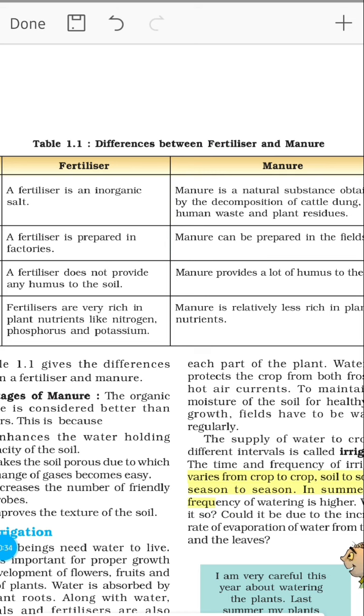Fertilizers are very rich in plant nutrients like nitrogen, phosphorus and potassium. That means they are nutrient specific. So if a plant requires nitrogen, a nitrate fertilizer can be used. Whereas manure is relatively less rich in plant nutrients. So these are not nutrient specific, it is a mixture of nutrients.